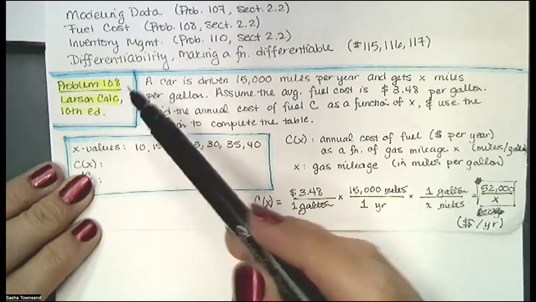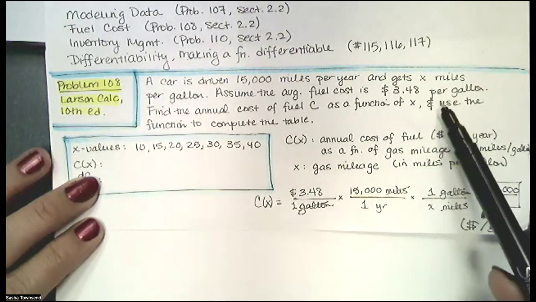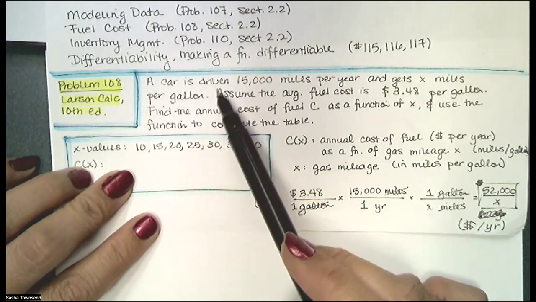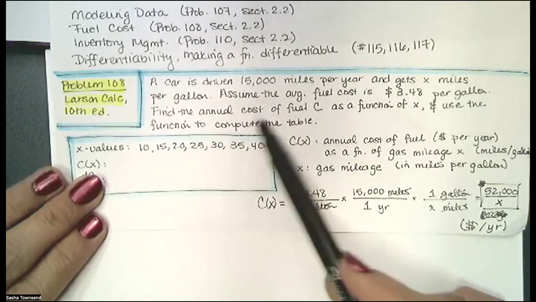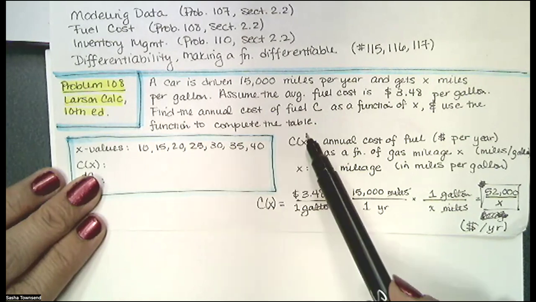In this video, we work problem 108 from the Larson Calculus text, 10th edition. Here's the problem statement. It says a car is driven 15,000 miles per year and gets X miles per gallon. Assume the average fuel cost is $3.48 per gallon. Find the annual cost of fuel C as a function of X and use the function to complete the table.